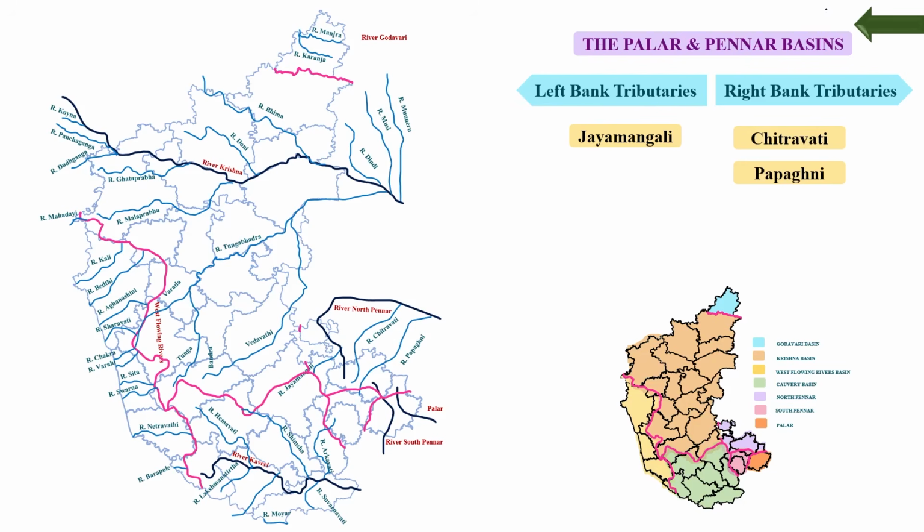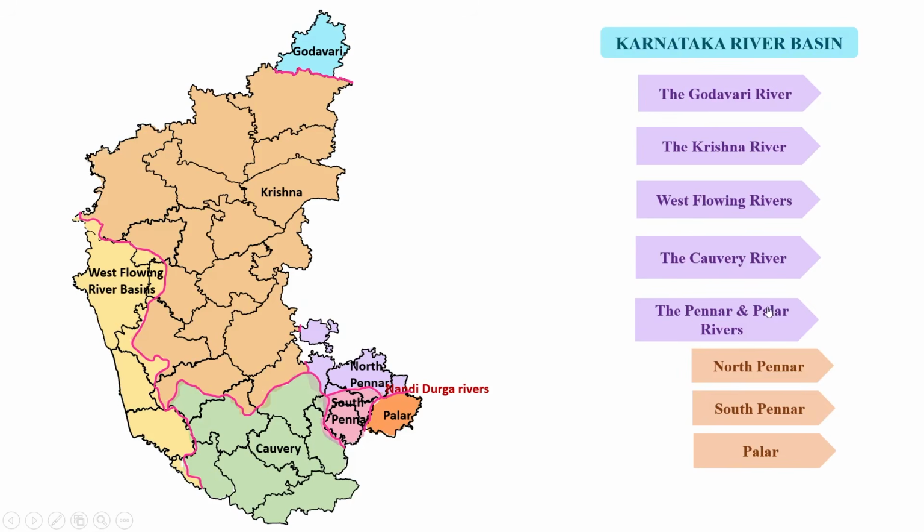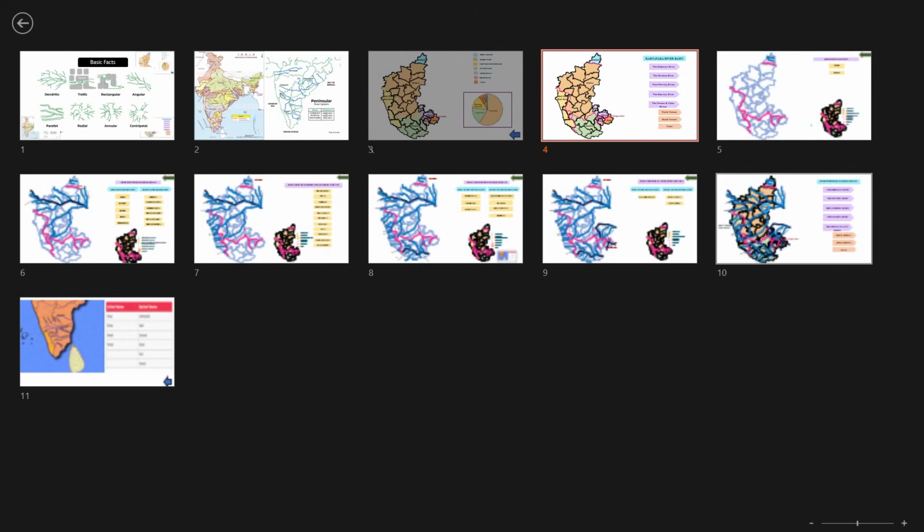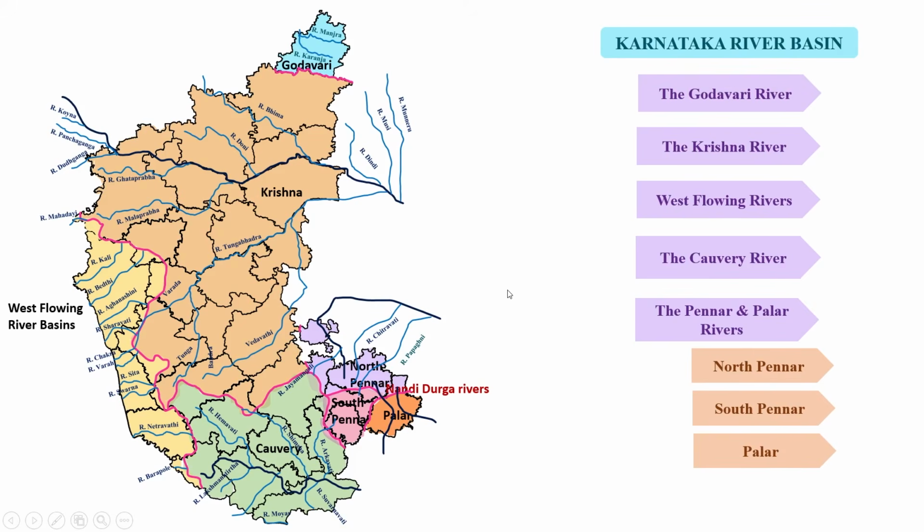Alright, so let me go back to our dashboard. So this marks all the river systems of Karnataka. I'll show you the last map which has all the rivers. Whenever you're free, kindly go through this, take 2 minutes and revise all the tributaries of all the river systems. This dashboard has all the information that's required. The map is not to scale, but it looks somewhat like this.